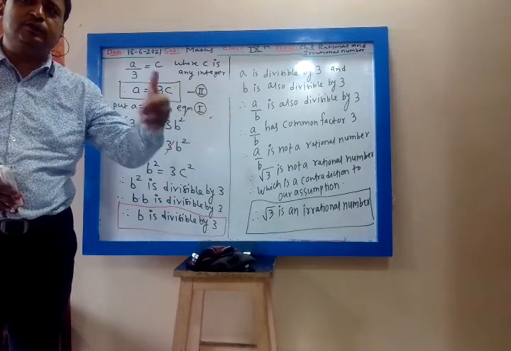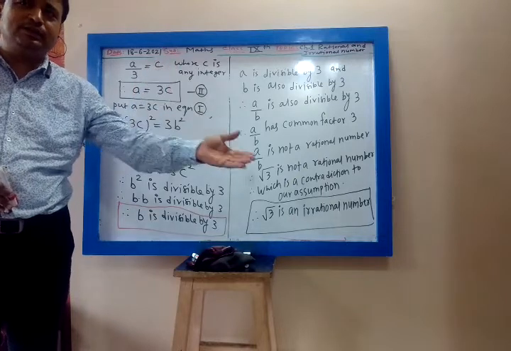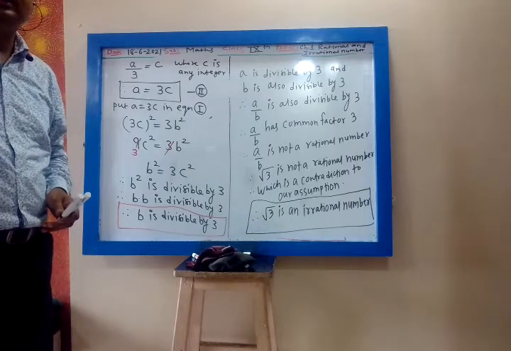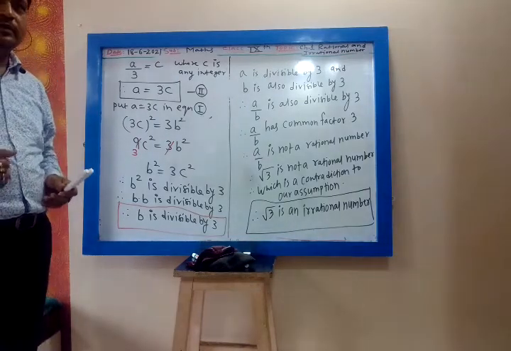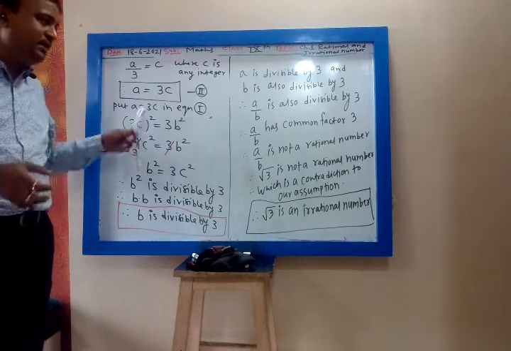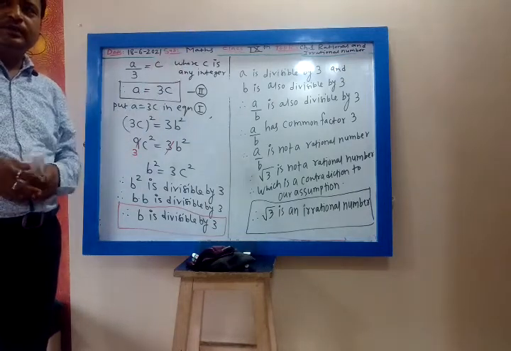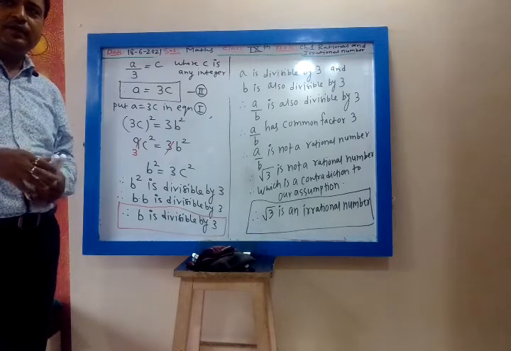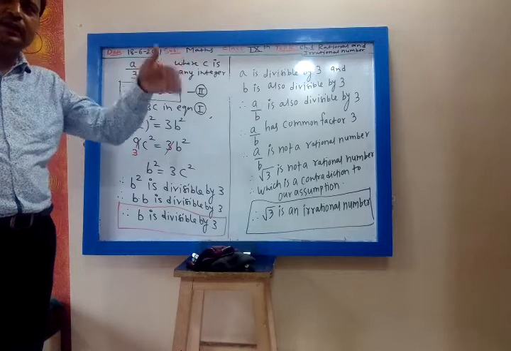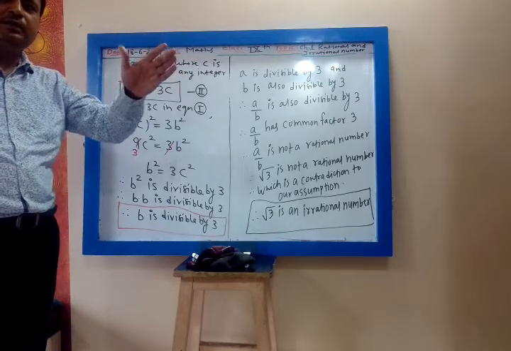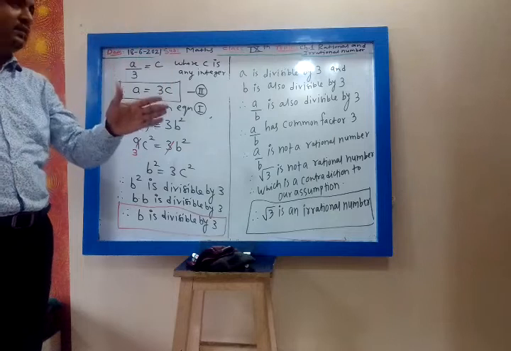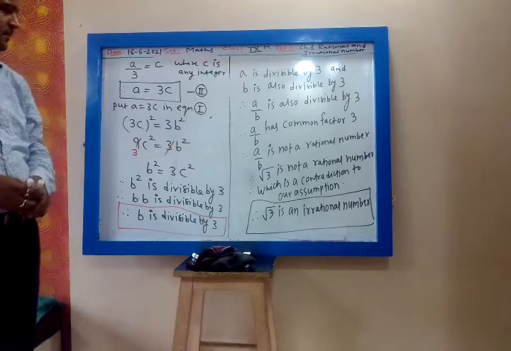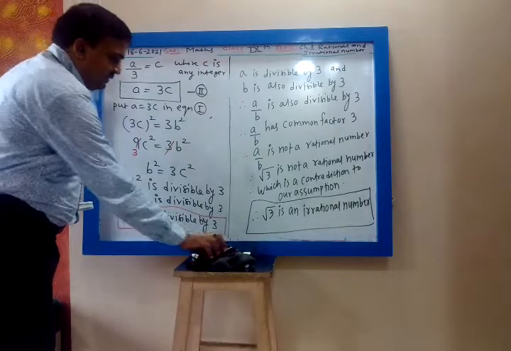But additive identity we do not teach in the first class. The same thing is there. By seeing the number, you can see that root 2 is irrational. But how will you prove it? In this way it is proved. We can prove it using the method of contradiction. Is it clear?